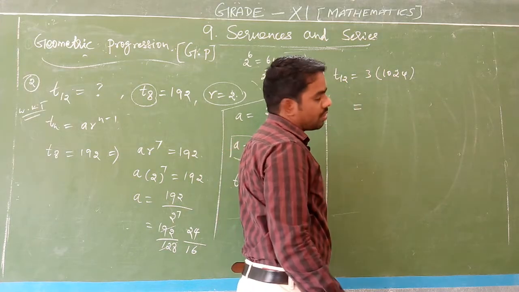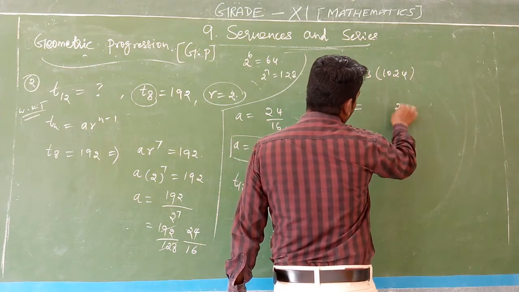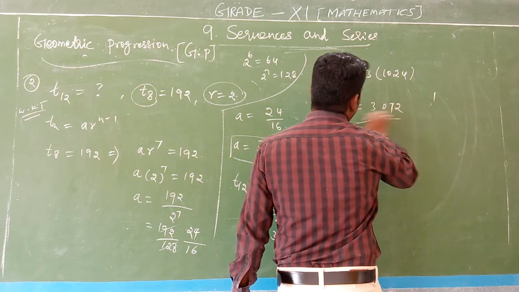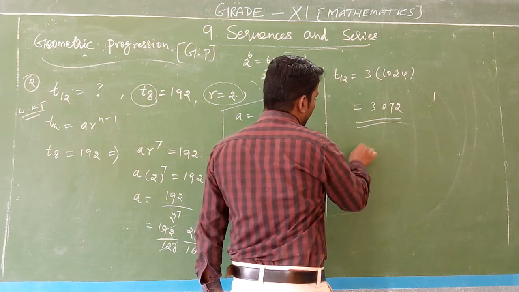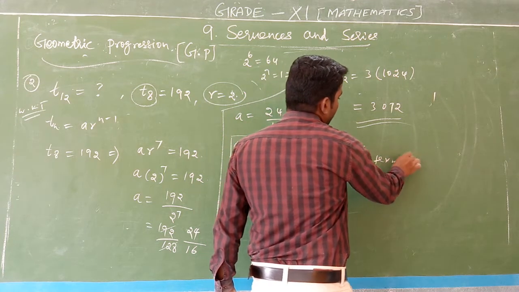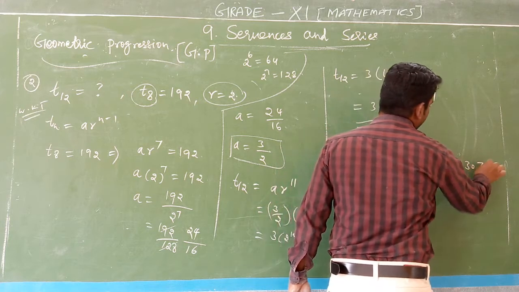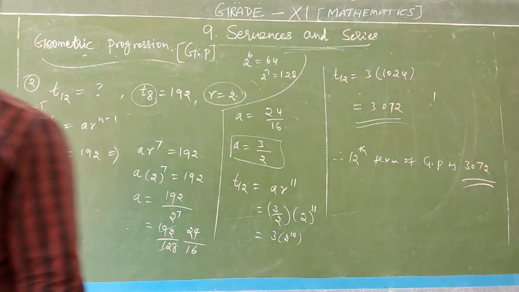3 into 1024 is 3072. Therefore, the 12th term of the GP is 3072. Very, very simple sum.